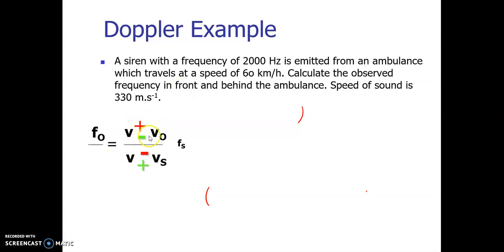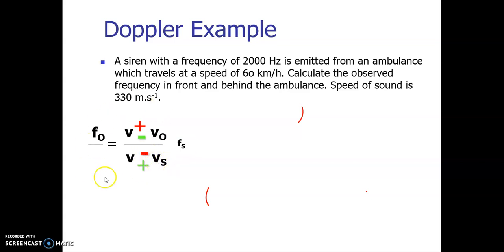The only velocity you've got to work with is the velocity of the source, which is the ambulance, because the observer is standing still. So this top bit's going to fall away, you're left with v, and on the bottom you need to make a change that is going to increase this fraction, and so you need to subtract the velocity of the source, so you're going to use the minus.